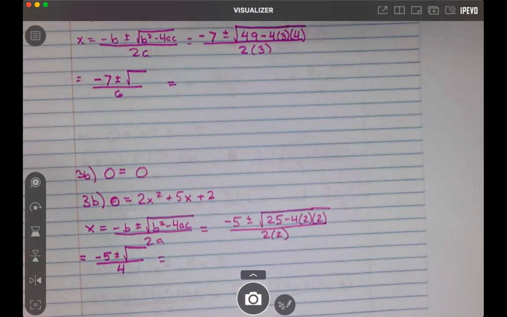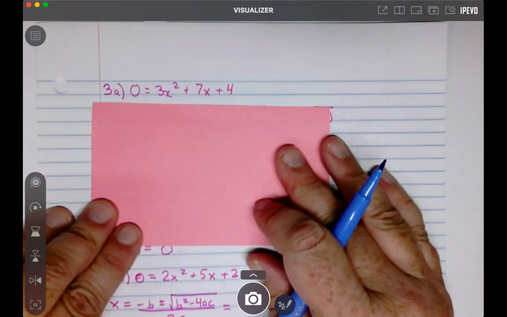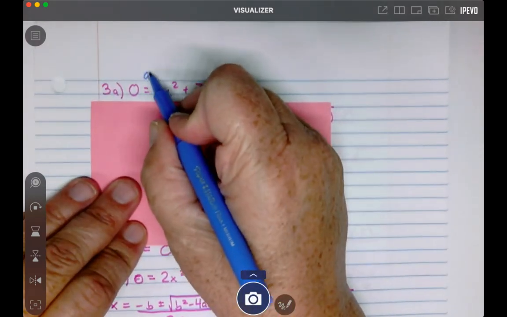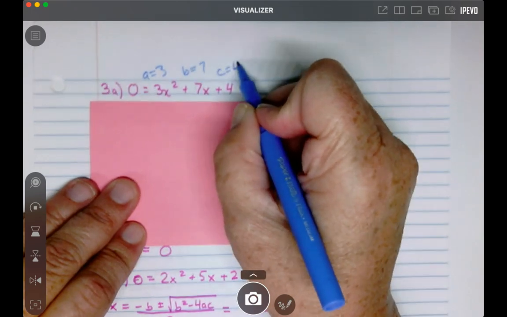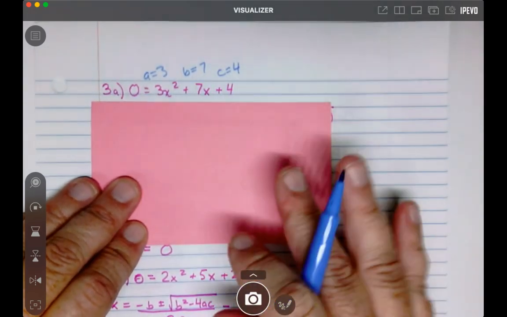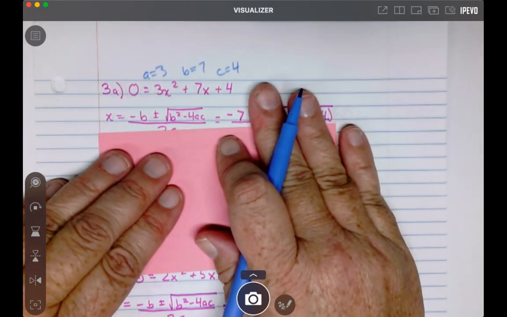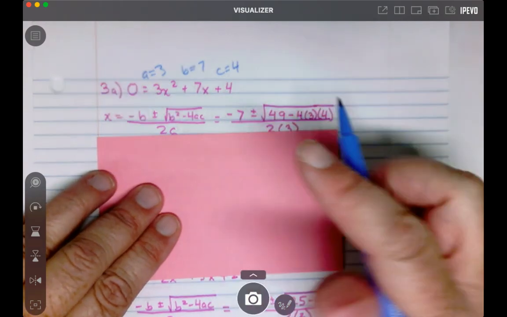Okay, quadratic formula 3a. So this was what we were given, and you need to identify your a is 3, your b is 7, and your c is 4. In this case, they're all positives. Then it's always a good idea to write out your quadratic formula from memory. Make sure you have it. And now we fill in.